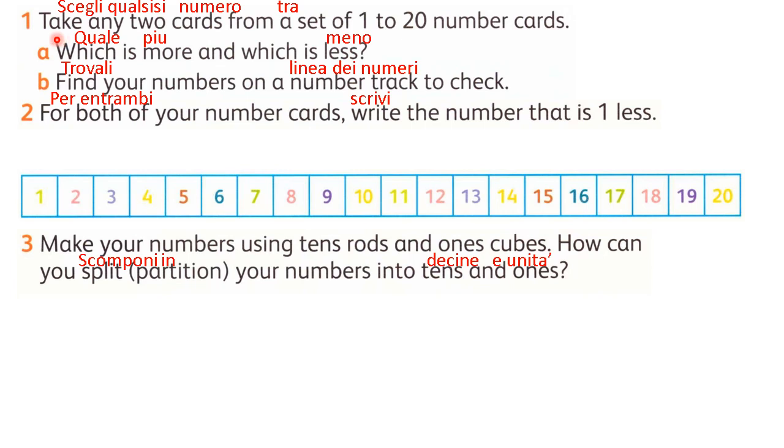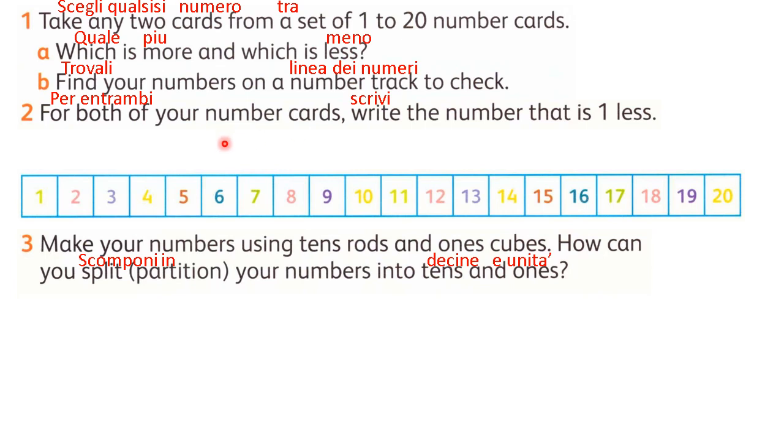The last questions. Take any 2 cards from a set of 1 to 20 number cards. A. Which is more and which is less? B. Find your numbers on a number track to check.